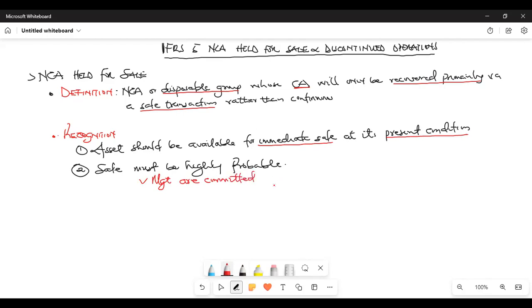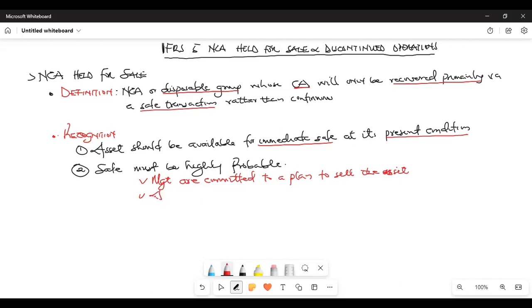They are committed to a plan to sell the assets. There has to be a plan to sell the assets. In fact, there is nothing that you want to do that you don't plan to do. Now, if they really want to sell the asset or classify it as NCA held for sale, then they must have a plan. If the sale is highly probable, they must have a plan.